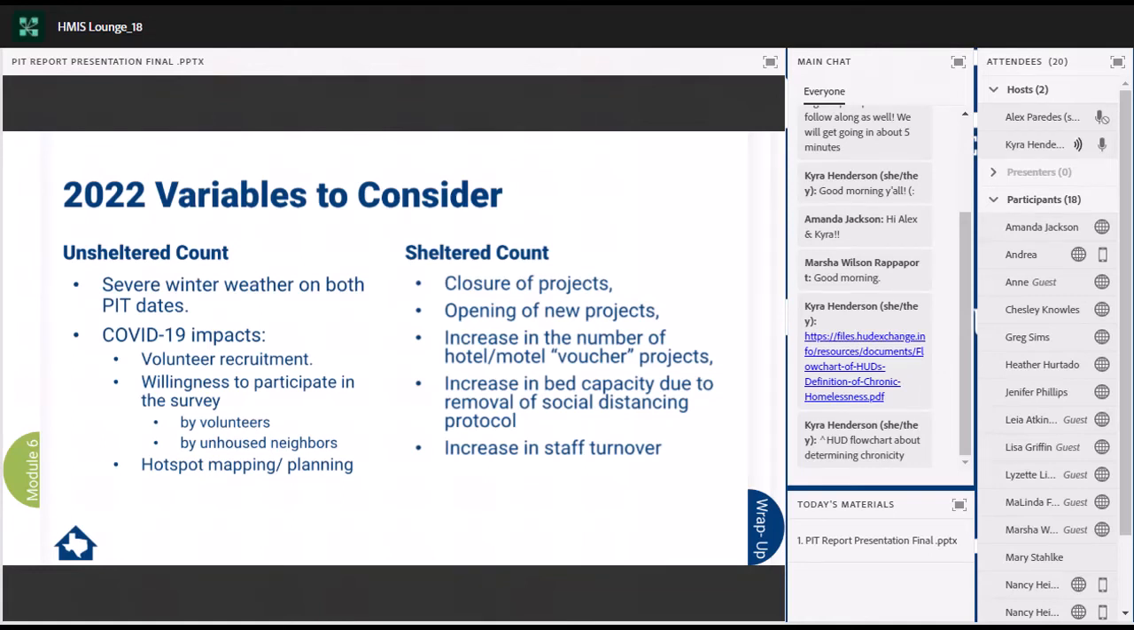Additionally, as we all know and as we talked about throughout the season, COVID-19 had some significant impacts on both counts, which ranged the spectrum from affecting volunteer recruitment to staff turnover at shelters, the closure of certain sheltered projects, and even the pivoting for some projects to hotel or motel projects or vouchers.